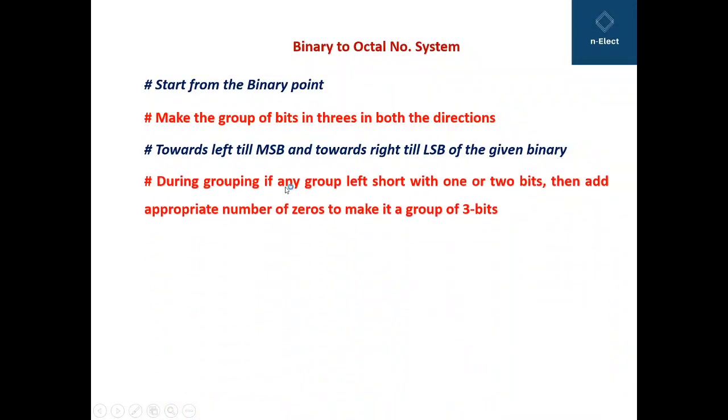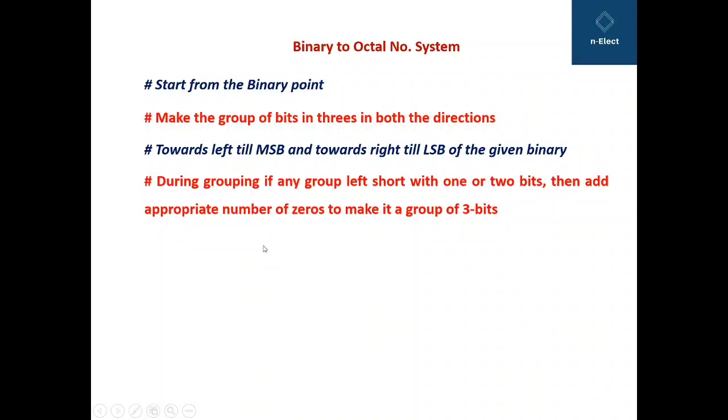During grouping, if any group is left short with 1 or 2 bits, then add the appropriate number of zeros to make it a group of 3 bits. Most of the time, when we are grouping the binary bits in groups of 3s from the binary point towards the left or towards the right, there are chances that at last we get only one digit. But we have to make the group of 3.